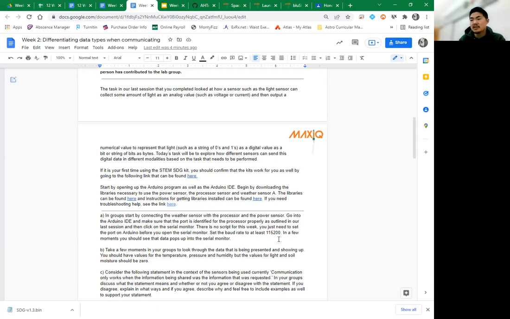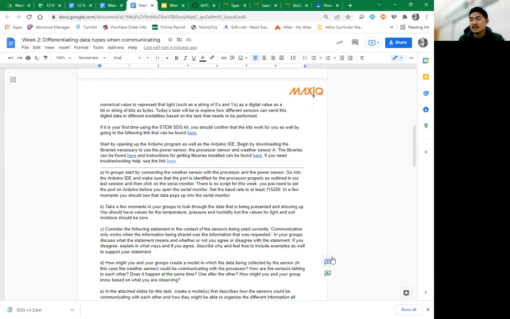The first thing I ask students to do in C is discuss and think about what the statement means that communication only works when the information being shared was the information that was requested. This gets us started on the idea that there are different ways we must be able to communicate. Each of these ways of communicating is referred to as a transmission protocol, and how data is sent is going to change depending on the project being done.